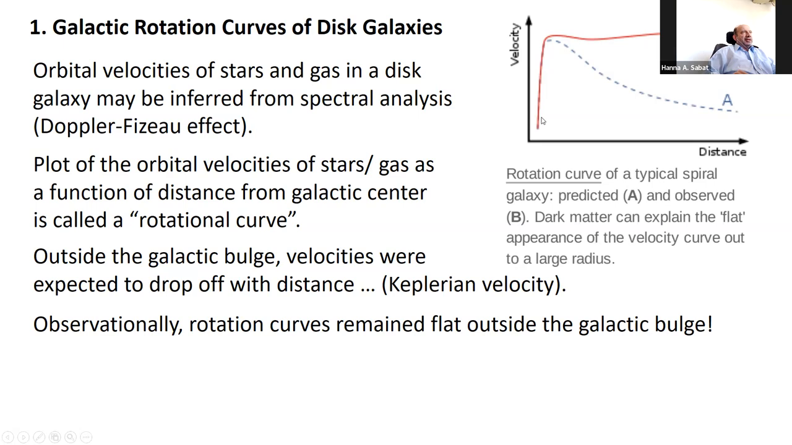What was expected theoretically was that once we are away from the central region or the galactic bulge, where most of the stars and gas exist, the rotation speed or orbital speed of gas and stars would drop off as a function of distance, according to the Keplerian velocity. We'll get back to this point later on. The dashed line corresponds to the theoretical estimation, while the observations mostly followed the solid line here. It's only a schematic diagram, not an actual one, just to indicate the idea. Curve B represents what happens in reality observationally: the velocity outside the galactic bulge does not drop down, but remains almost constant.